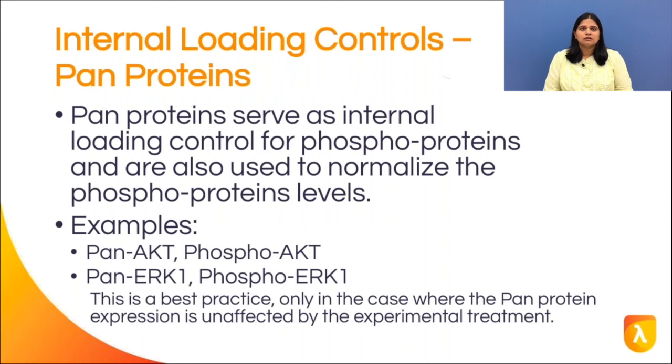Measurement of the total protein signal and phosphorylation status of the target is important. Normalization of the phosphoprotein to its pan protein allows the ratio of the phosphorylated protein to be evaluated accurately. Using the pan protein serves as an internal loading control for higher accuracy. This is the best practice only in the case where pan protein expression is unaffected by the experimental treatment. Examples include pan-AKT and phospho-AKT combinations, and pan-ERK1 and phospho-ERK1 combinations.